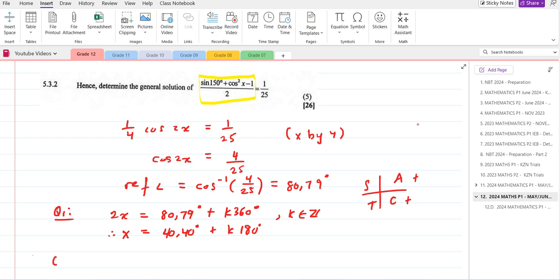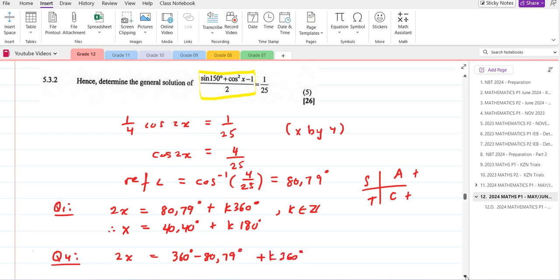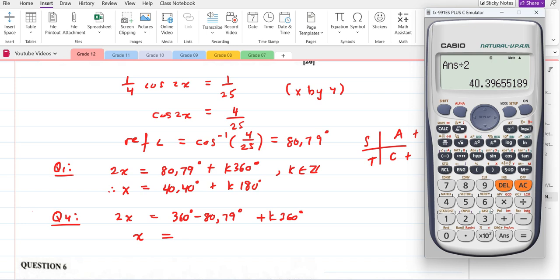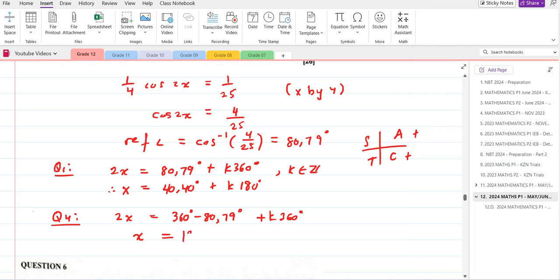Or quadrant 4 solution is 2x is equal to 360 minus 80.79 degrees plus k360, right? Cos is positive there as well. So therefore x is equal to, what's 360 minus 80.79? That's our answer, alright? 279.21, then divided by 2 to get 139.61 plus k180. Lovely guys, I hope you guys are understanding.